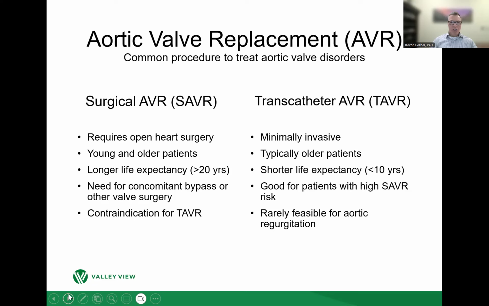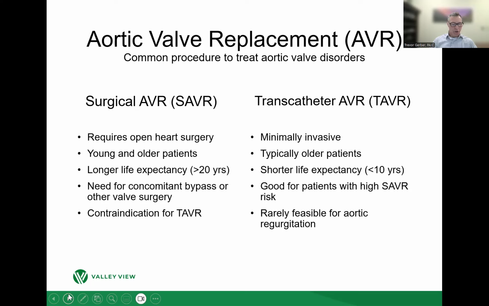Sometimes patients are referred for TAVR, but then in their workup for that procedure, it is found that the approach for TAVR is too difficult in that patient, and those patients are subsequently referred for surgical aortic valve replacement. TAVR, on the other hand, is typically for older patients with a life expectancy greater than 10 years. It is a good option for patients that are high risk for surgical aortic valve replacement.